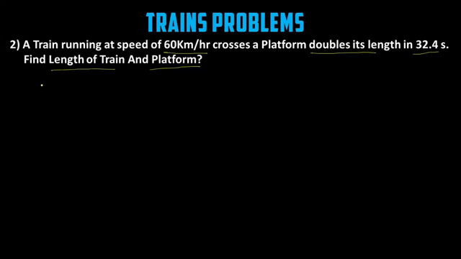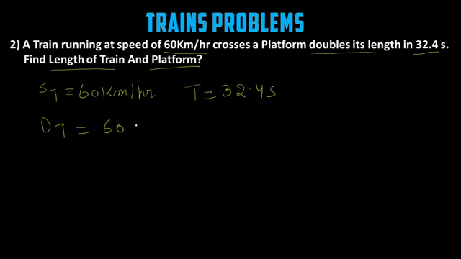So in this question it is given that speed of train is given, that is 60 km per hour, and time taken by the train to cross the platform is also given, that is 32.4 seconds. So speed is given, time is given, we can find the distance traveled by the train, that is 60 into 32.4. But the speed is in kilometer per hour and time is in seconds. So we convert speed into meter per second by multiplying 5 by 18.